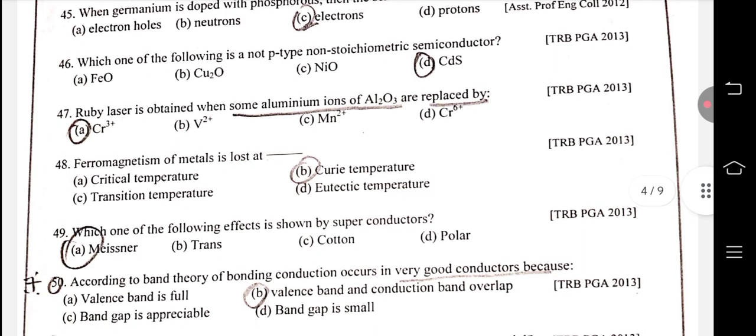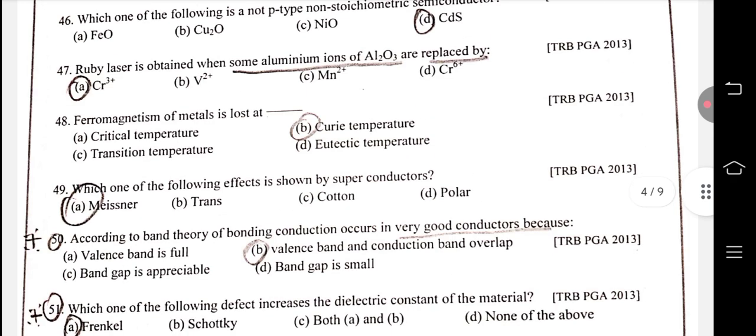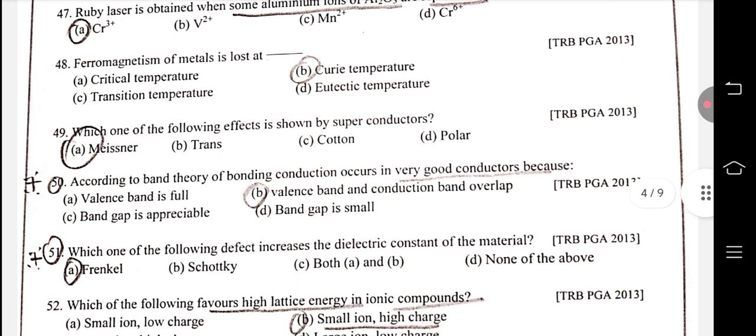Which one of the following is not a p-type semiconductor? D is not; this is n-type. Ruby laser is obtained when some aluminum ions in aluminum trioxide are replaced by chromium 3+. Ferromagnetism of the metal is lost at the Curie temperature. Ferromagnetic Curie temperature.